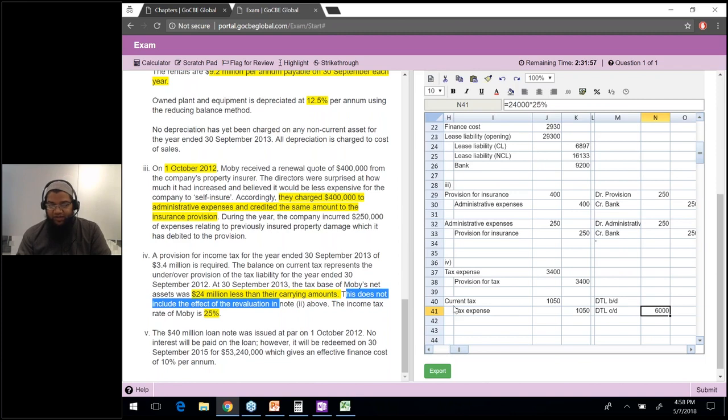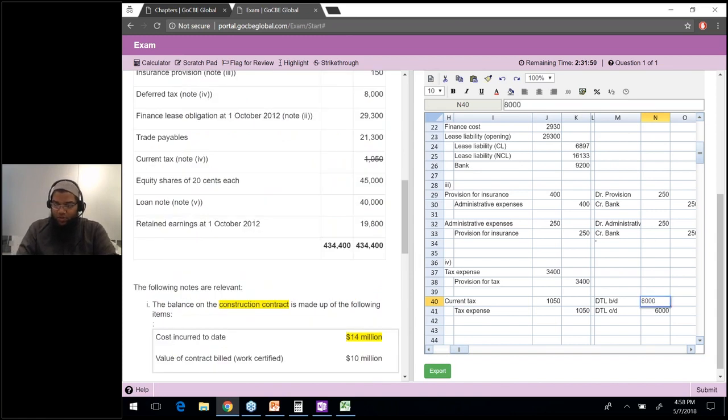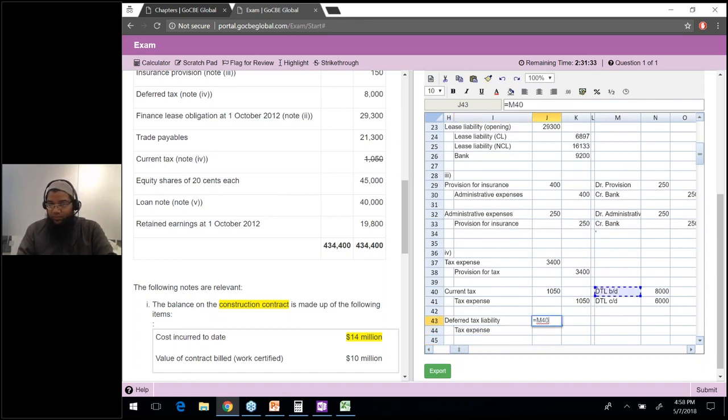So let's check the deferred tax liability brought down, which is given as 8,000 in the question. So the liability needs to be reduced. So we will be debiting the deferred tax liability account, and we will be crediting the tax expense by what amount? 8,000 minus 6,000. So this is the entry.